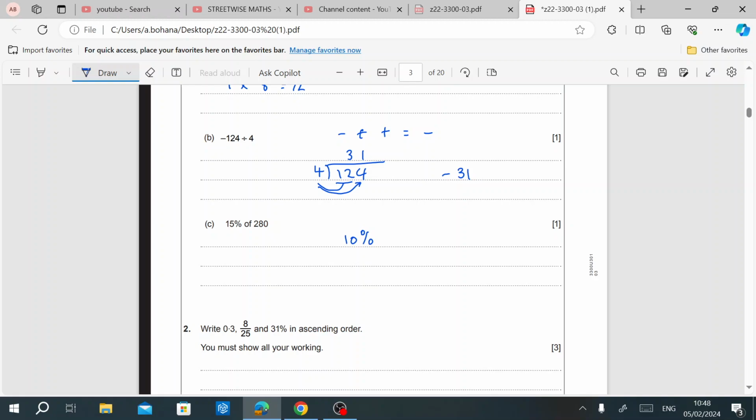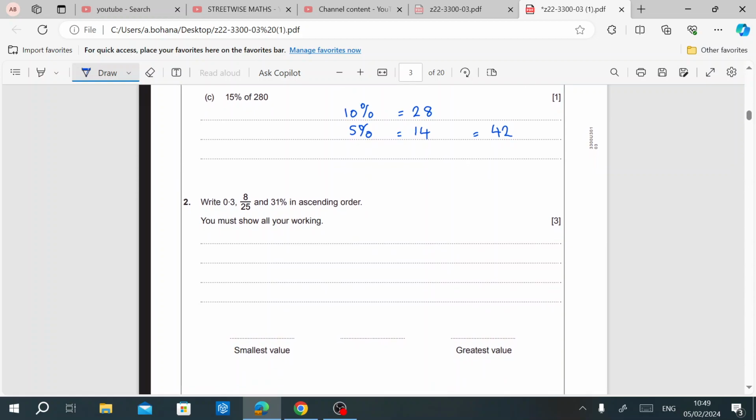Now 15% of 280. If you want to find 10% of anything that ends in 0, you're effectively dividing by 10, so just get rid of the 0. So 10% is going to be equal to 28. 5% is half of that, which is going to be 14. And then you just add the two together, and that'll give you an answer of 42.